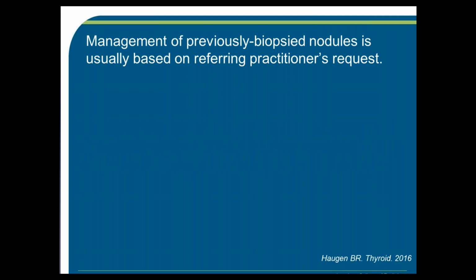There's a chart actually that's missing from this slide from the latest ATA guidelines, but basically it showed the 6 categories in the Bethesda classification. And often you won't know what the last biopsy was. You may know that it was benign. You may not know if it was an intermediate category. So generally, request for further management of those will be based on information that the referring practitioner has.